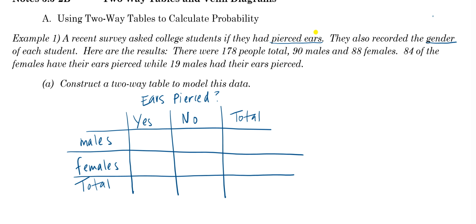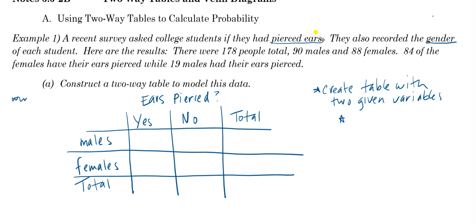Next, I'm going to take the information that is given to me, and I'm going to fill in as much as I know from the two-way table. And then after I do that, I will solve for what I don't know. So off to the side here, I'm going to put create table with the two given variables, and they will give you the variables. That's kind of step 1.